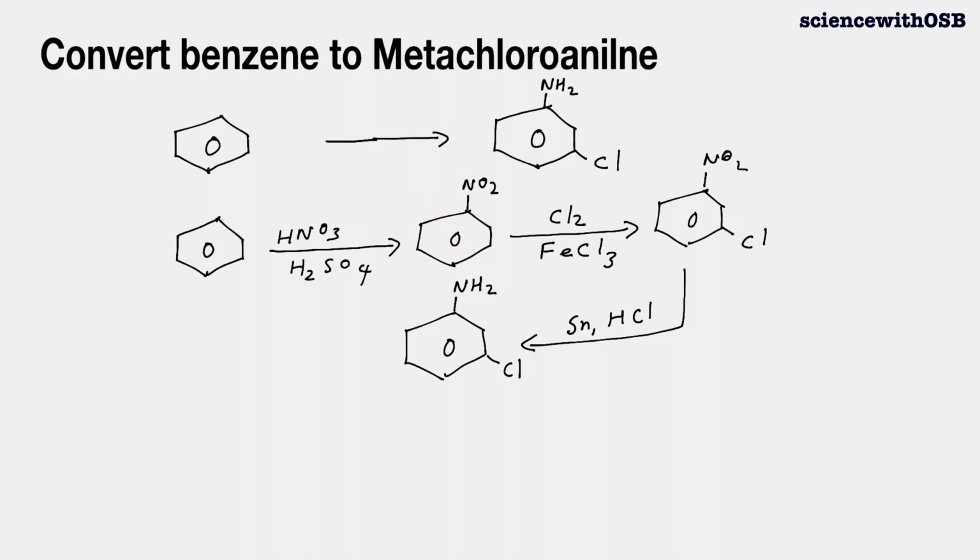First we introduce the NO2 group. For what purpose? For directing the chlorine to the meta position. After that, the NO2 group is replaced by what? NH2 group. So that we are getting meta-chloroaniline.